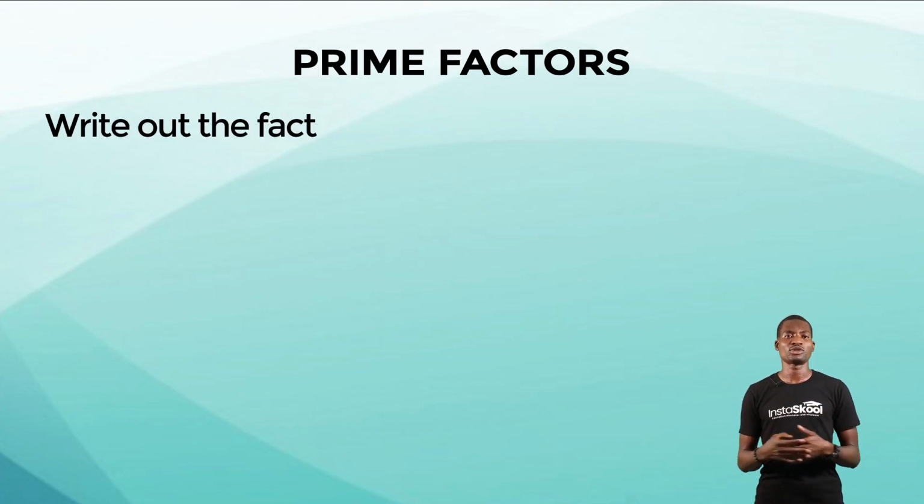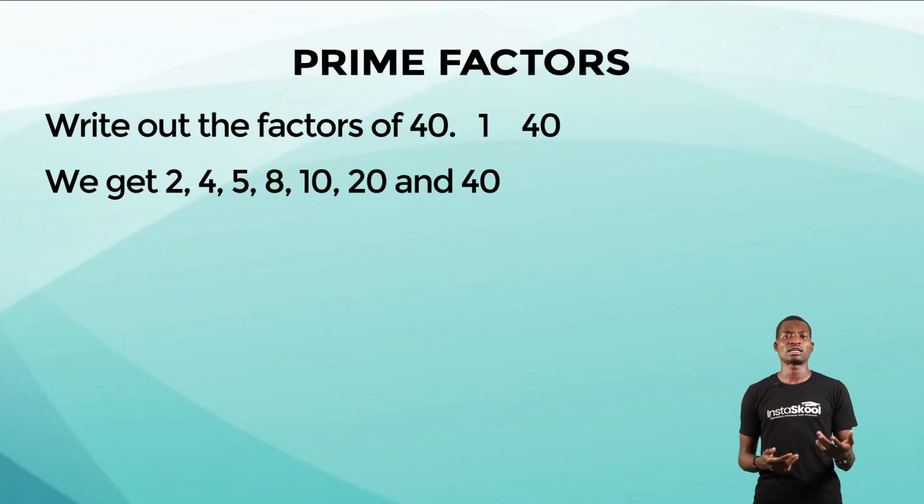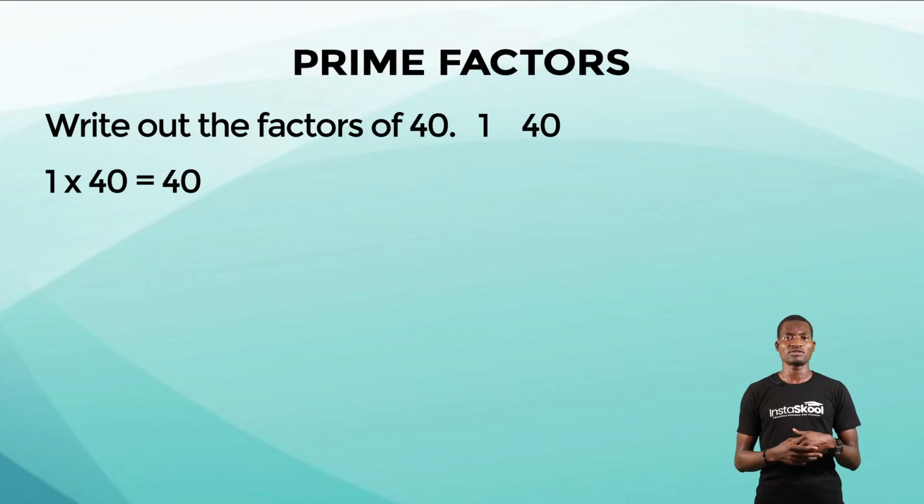The second example is to write the factors of 40. First, we begin by writing 1 and then 40. Then we'll use the multiplication table to find out all other numbers that can go successfully into 40. We arrive at 2, 4, 5, 8, 10, 20, and 40. And then to verify if these factors are correct, we combine them in multiplication form. 1 multiplied by 40 gives 40. 2 multiplied by 20 gives 40. 4 multiplied by 10 gives 40.